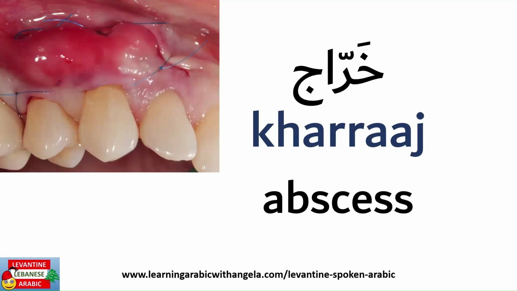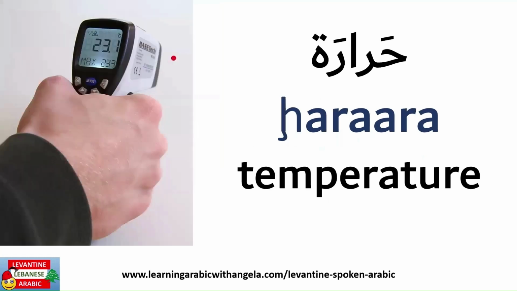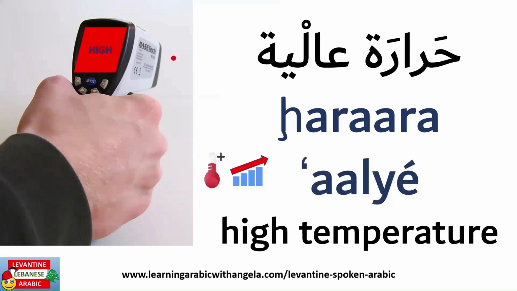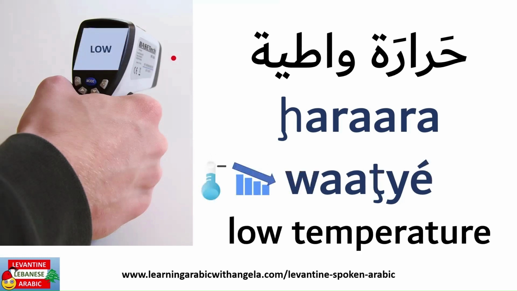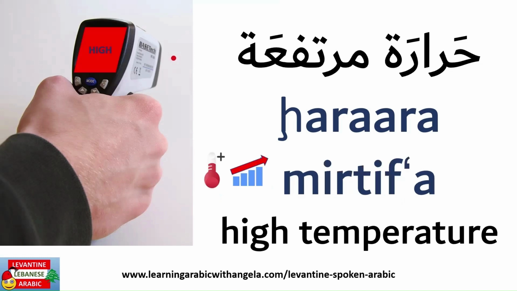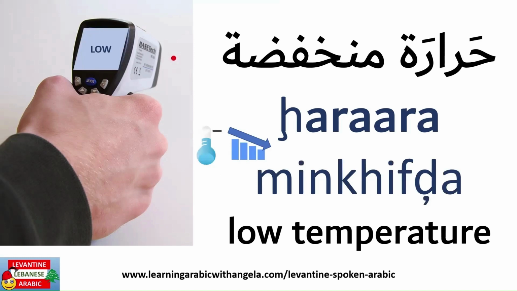خراج, an abscess. حرارة, temperature. A high temperature is called حرارة عالية, using the feminine of the adjective عالي, which means high. Low temperature, حرارة واطية, using the feminine adjective of واطي, low. We can also use these adjectives as well. حرارة مرتفعة. مرتفع as well means high. حرارة منخفضة. منخفض also means low.